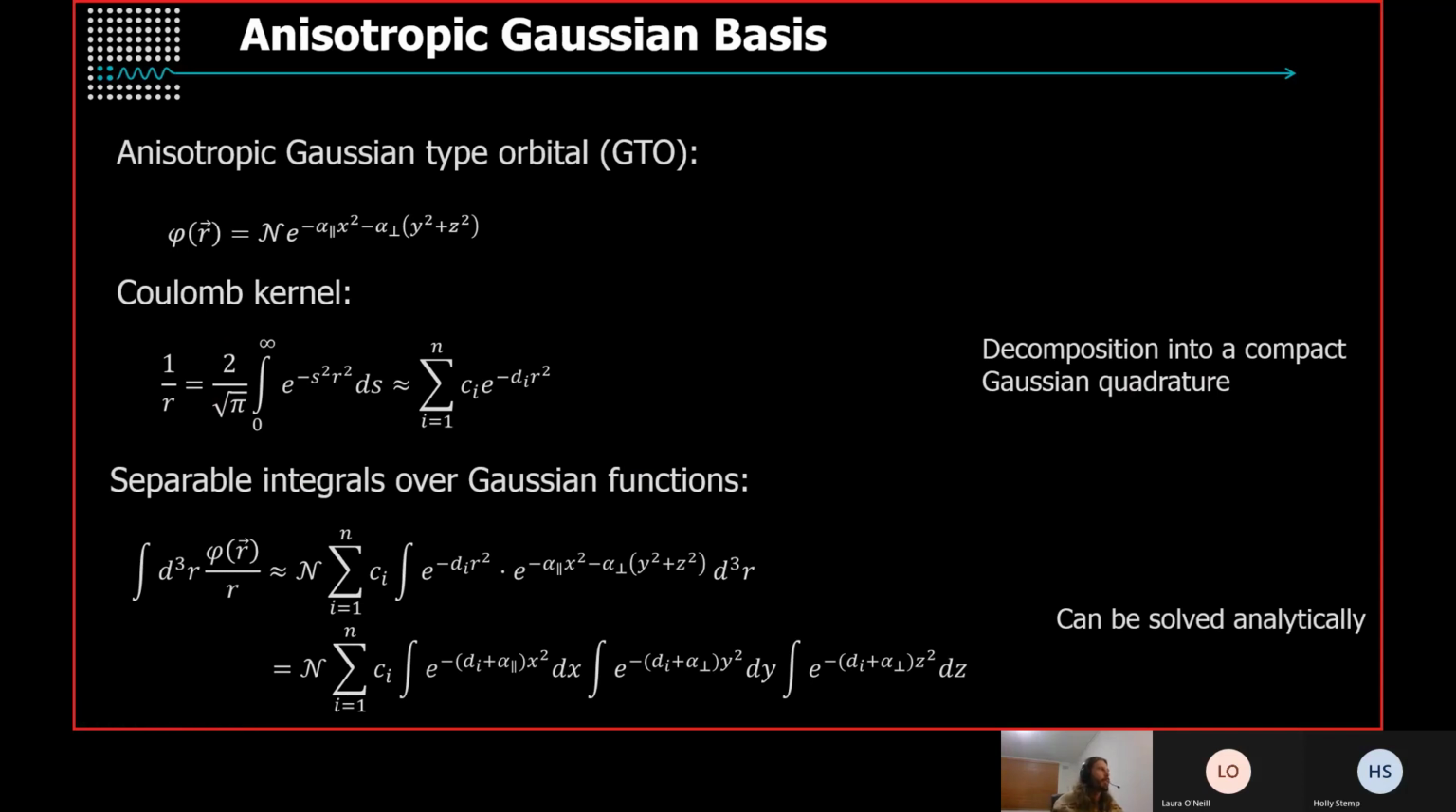From a computational point of view, what we would like to use are anisotropic Gaussian orbitals, which look like this, because we really came up with a really neat trick to compute our Coulomb kernels. So what we need to calculate to solve our donor states are the integrals over our basis function times the 1 over r potential. And what we did here is we decomposed our 1 over r potential in a Gaussian quadrature, and this allows us to split up these integrals in separable integrals over just Gaussian functions, which can be solved analytically.